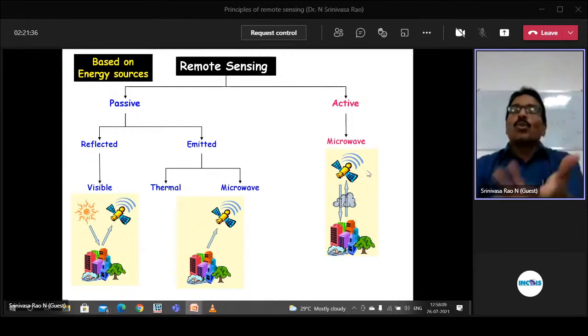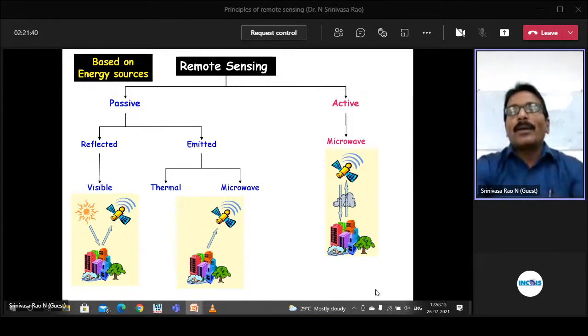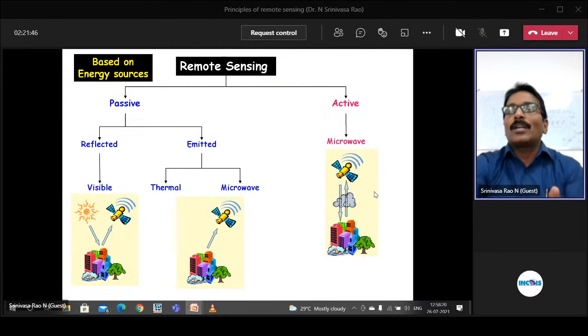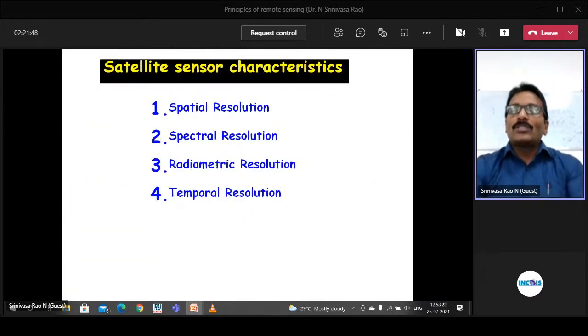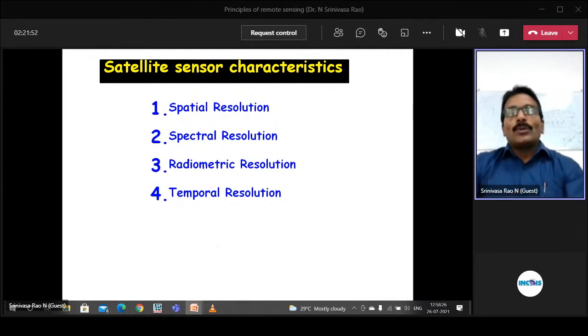Based on the energy source, this is the classification. Based on the atmosphere, we classify the data into three groups. This is the basics of remote sensing. So with this, I'm going to stop here today. Tomorrow, very important: sensor specifications.